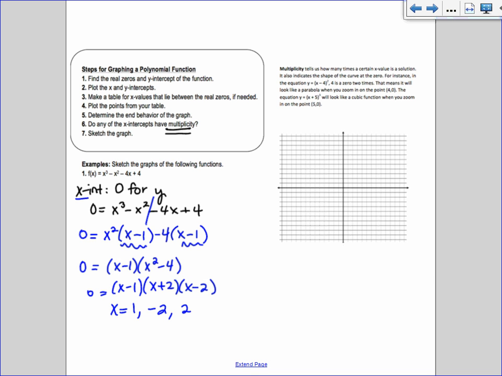And those are x-intercepts. So they're really the points 1, comma 0, negative 2, comma 0, and 2, comma 0, because we plugged in 0 for y in order to find those points.